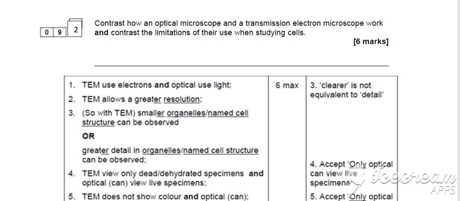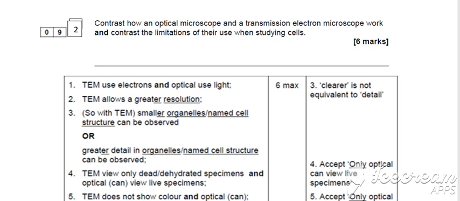9.2. Contrast how an optical microscope and a transmission electron microscope work and contrast the limitations of their use when studying cells. So this is a contrast question. So you're looking to compare the two. You're not looking to write out everything you know about optical microscopes and then everything about transmission electron microscopes. You're wanting to make a comparison.